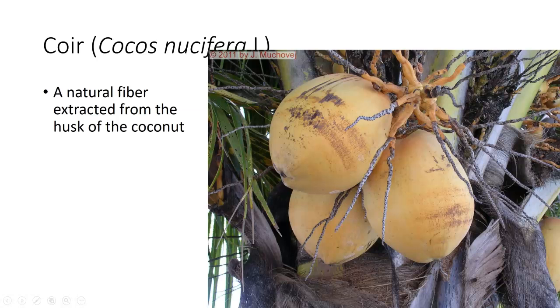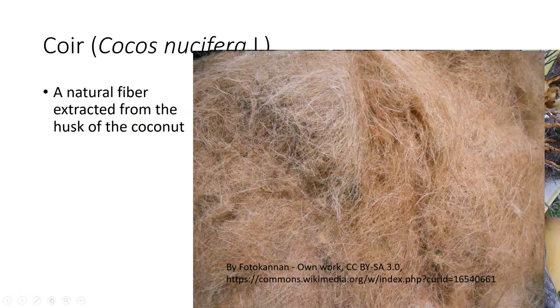This is what the coconut plant looks like. These are coconuts on the coconut plant. Once they're harvested, the outer part is stripped off, and then you break it down. The fiber looks like this.